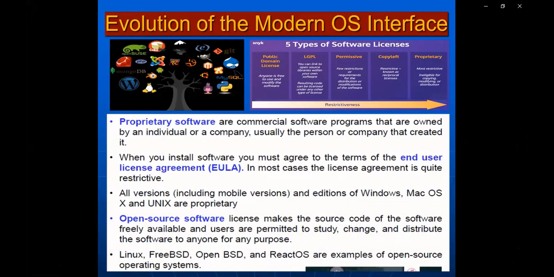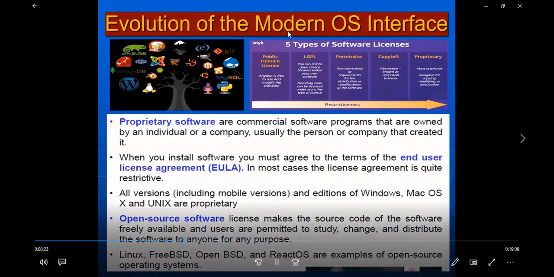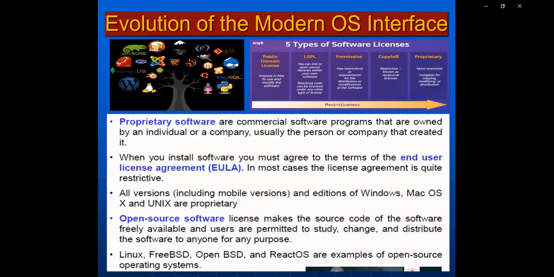Although open source software does not necessarily need to be free, it is considered open source because the source code is freely available. Linux, FreeBSD, OpenBSD, and ReactOS are examples of open source operating systems. Mobile operating systems based on Linux, for example various versions of Android, are open source but are often bundled with a substantial amount of proprietary software as well.